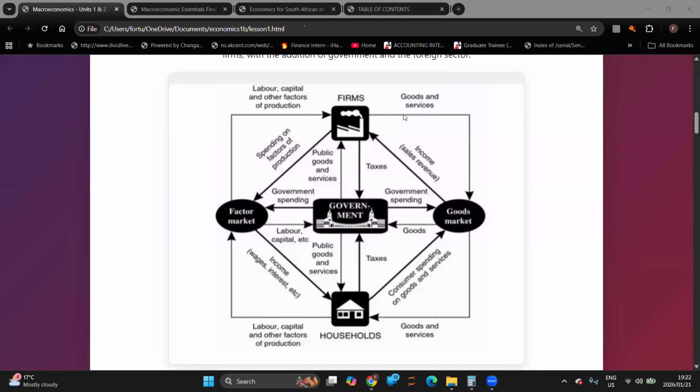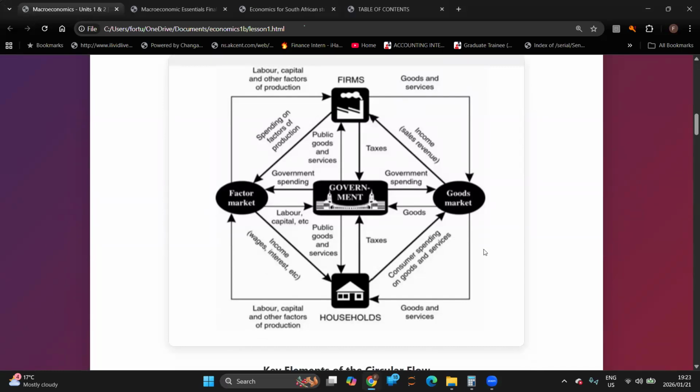All right. So as a result of that, you'd need to have a way of measuring these interactions, how the economy is performing. And as a result, you would need to have what we refer to as macroeconomic objectives. That is where your unit number 2 is going to come.